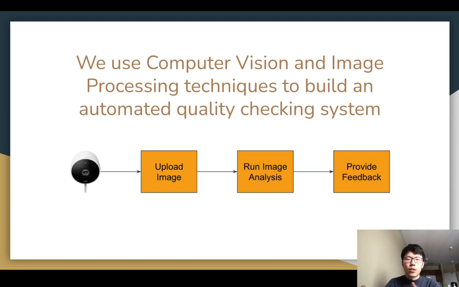For example, if the pizza is perfect, it will just say that this pizza is ready to serve. If the pizza is bad, like a burnt pizza, the system will tell the employee that this pizza is burnt and needs to be made again. For another example, if it is a pepperoni pizza with a bad distribution of toppings, maybe the pepperonis are not evenly distributed, or there are too few or too many pepperonis, the system will tell the employee that the distribution is bad, and give specific feedback on how to improve the pizza.